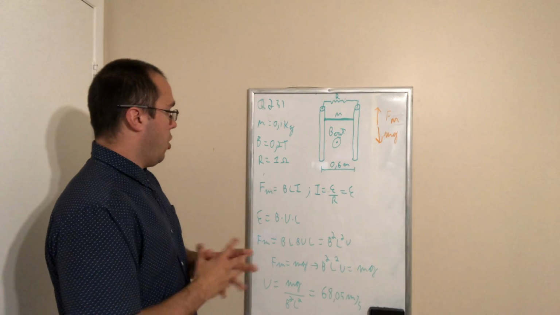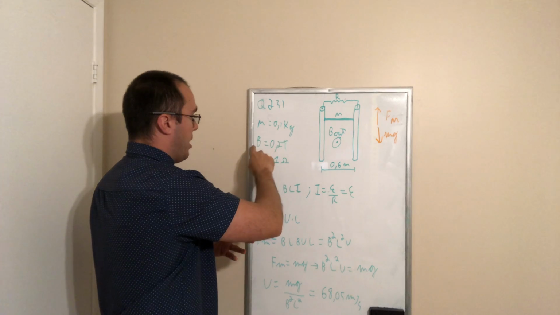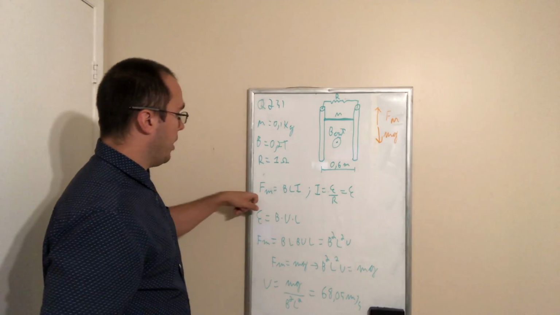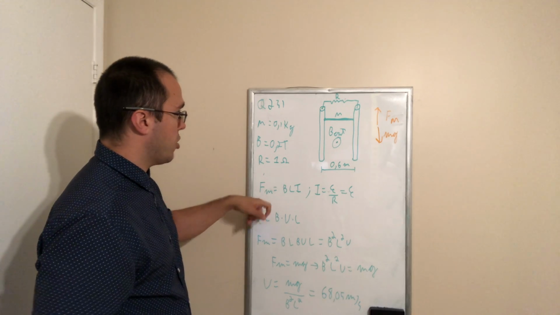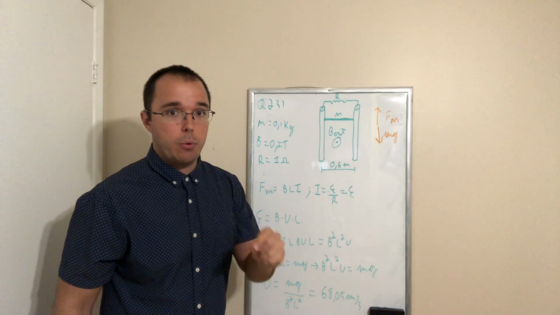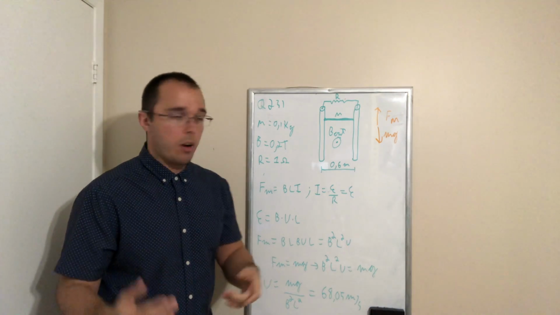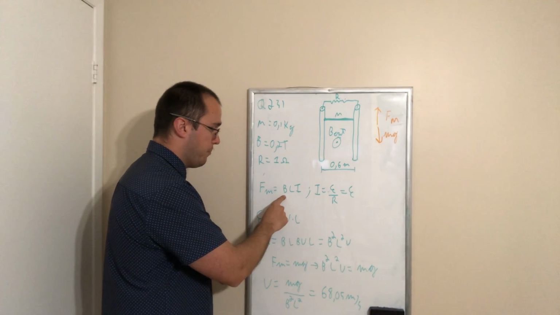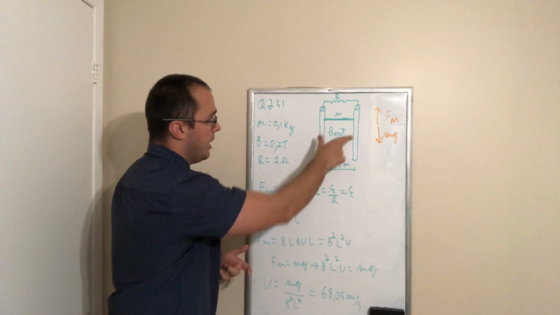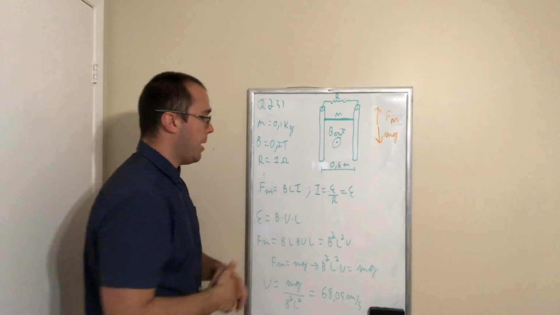All right, so we got a couple of values. The mass is 0.1 kilogram, the magnetic field is 0.2 Tesla, the resistance is 1 ohm. We got this expression for the magnetic force on a current carrying wire. So the rod can be considered a current carrying wire. It is falling due to gravity. The force on the current carrying wire is equal to the magnetic field multiplied by the length of the wire. In this case, it will be the same length as the distance between the two rails, multiplied by the current.